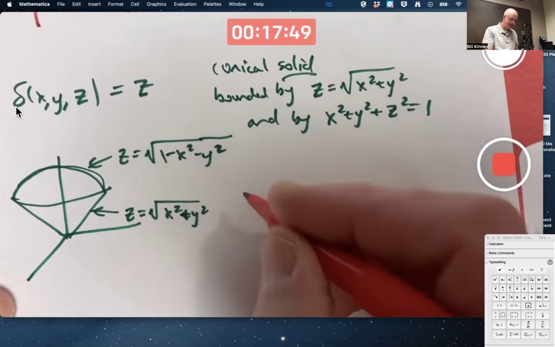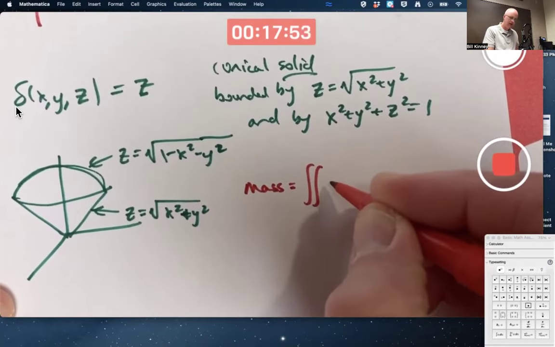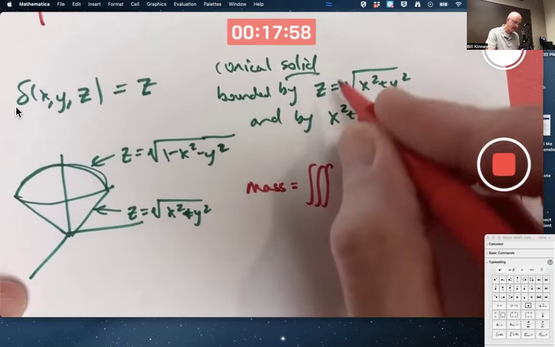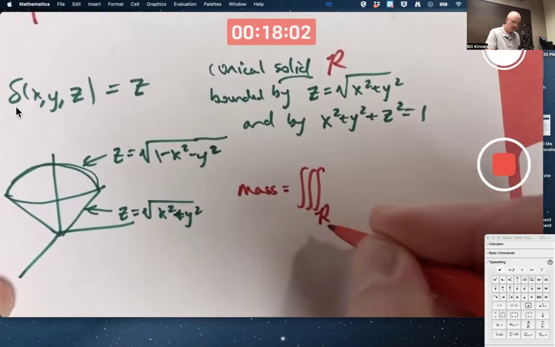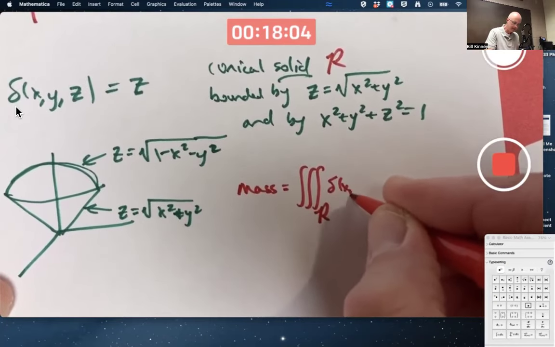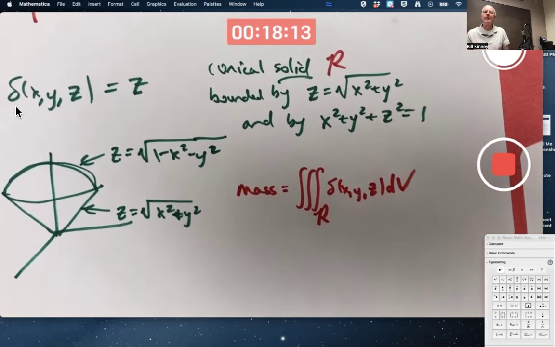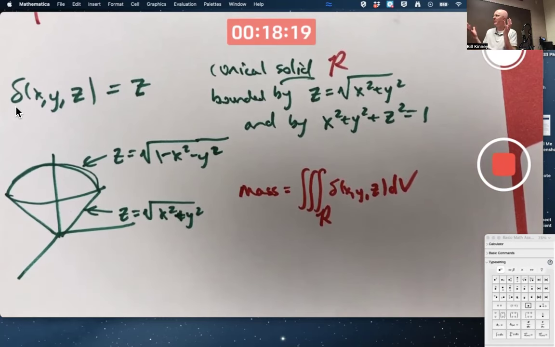What is the mass of this? The mass is going to be, as always, for a three-dimensional solid, a triple integral over the solid. Let's call the solid R, of the density function dV. This is easiest to do in spherical coordinates because this solid region is easiest to describe in spherical coordinates: rho, theta, and phi.